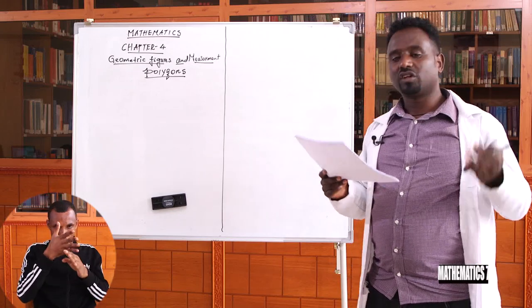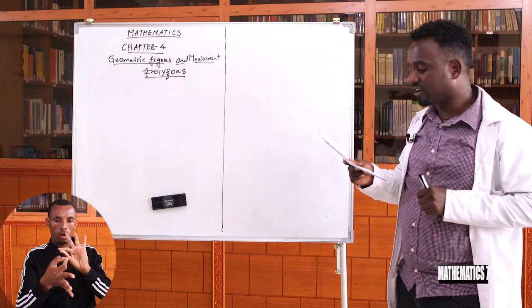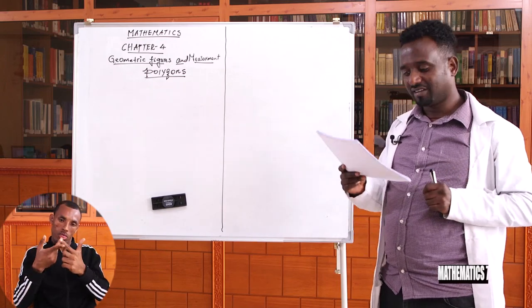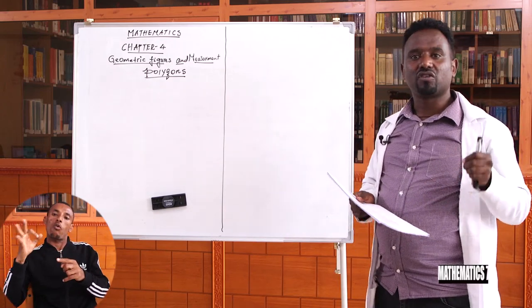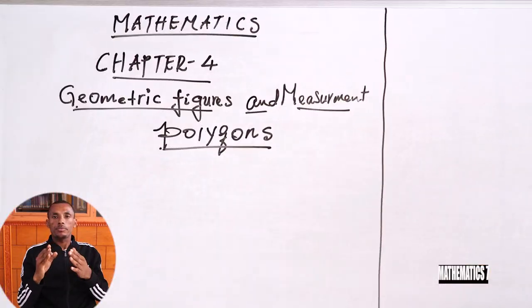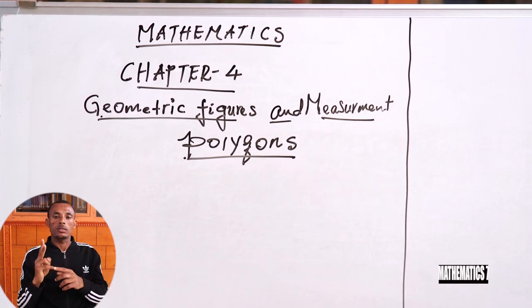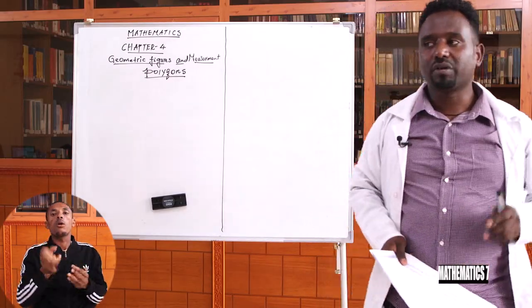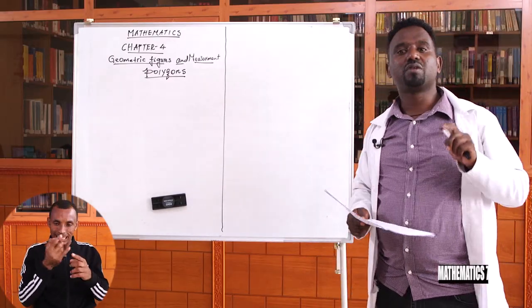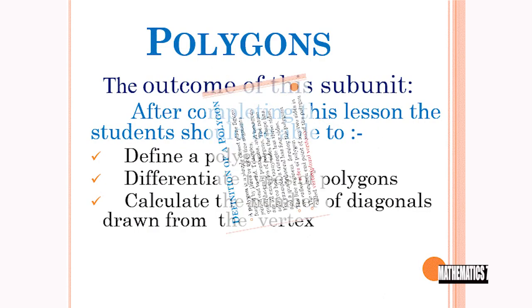The student should define a polygon. The second one, differentiate the types of polygon. Calculate the number of diagonals drawn from one vertex. Let us define a polygon. What does it mean, polygon? A polygon is a simple closed figure formed by three or more line segments joined end to end.